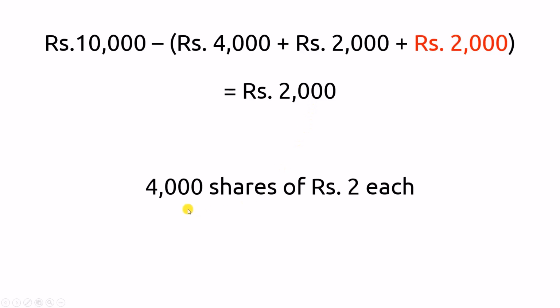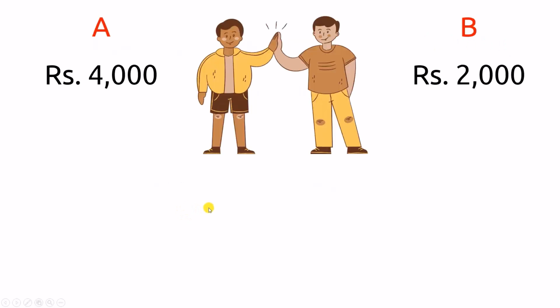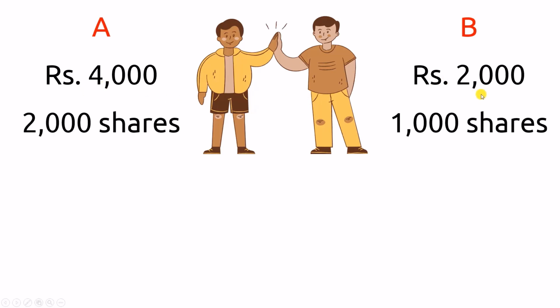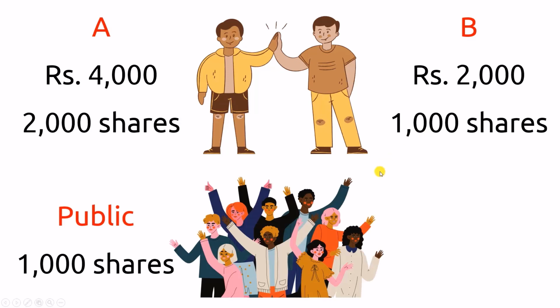So what they do is they split the company into 4,000 shares of 2 rupees each. Now this price is arbitrarily set by the promoters of the company. Okay, there are no set rules to set this price. And after they split the company into 4,000 shares, promoter A and promoter B keep 4,000 and 2,000 rupees worth of shares to themselves, which is 2,000 and 1,000 shares, and the rest is offered to the public through an IPO.